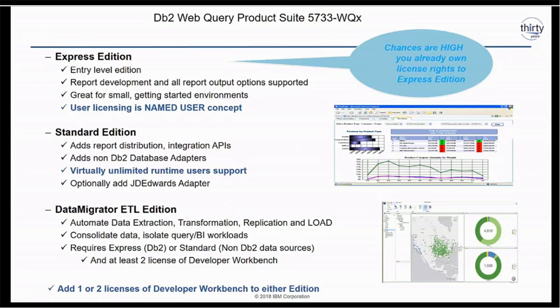The product has 3 members in the family today: Express Edition, Standard Edition, and then the Data Migrator ETL tool. Express is what we consider our entry-level edition. It does have all the report authoring capabilities and all the report output options. And chances are high you probably already own license rights to Express Edition. That's because we provided it for everyone who owned the green screen Query, which is just about everybody.